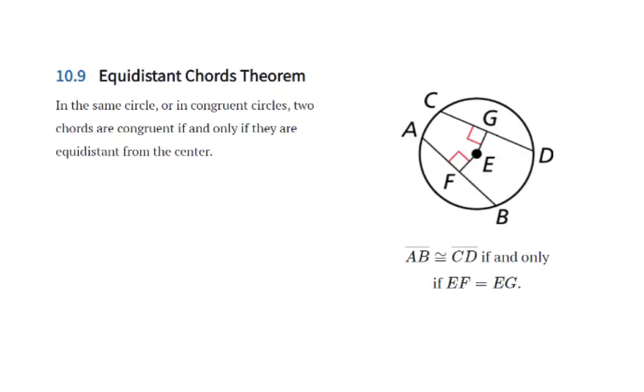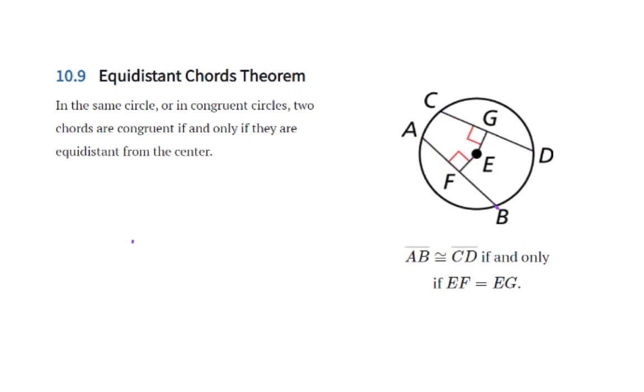Let's see, we've got this equidistant chords theorem, which is the other big takeaway from this section. The equidistant chords theorem says that if we've got the same circle, or 2 congruent circles, 2 chords are congruent if and only if they're the same distance away from the center, if they're equidistant from the center. And what we have to remember is that we measure distances perpendicularly.